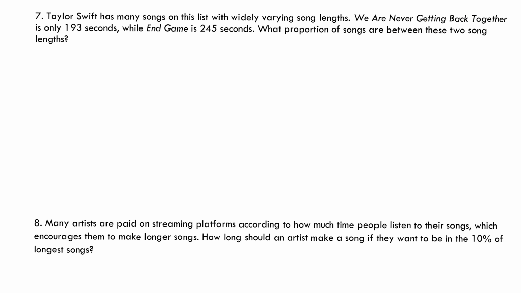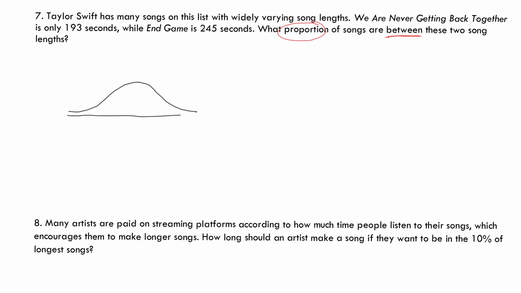The next example, it says Taylor Swift has many songs in this list with widely varying song length. We Are Never Getting Back Together is only 193 seconds, while Endgame is 245 seconds. What is the proportion of songs that are between these two songs? So we are looking for a proportion, and we have between, we want to find the proportion between these two songs.